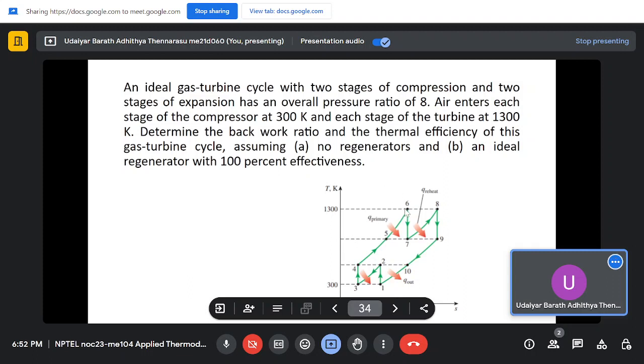first turbine, we are expanding it to state 7, and then reheating again to state 8, which is the same as 1300 Kelvin, and then bringing it back and expanding it again. Ideally, if you see, states 5, 7 and 9 will coincide for an ideal case, and similarly 4, 2 and 10 will remain the same.